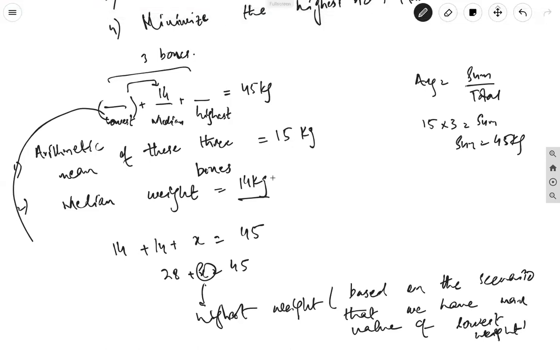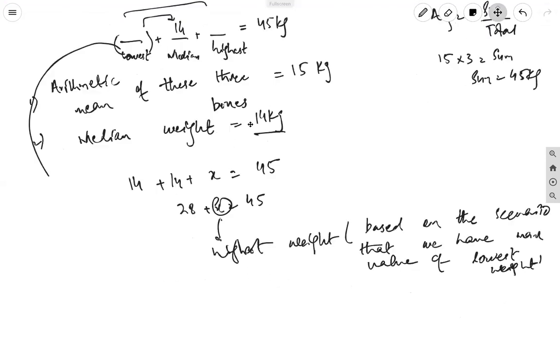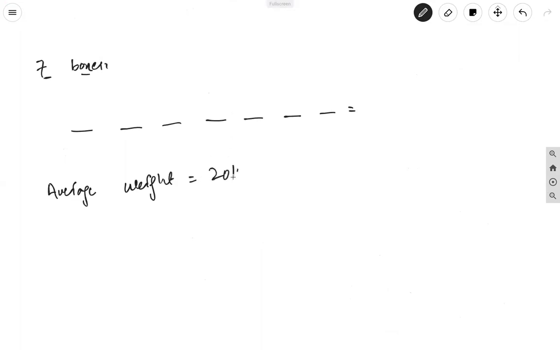Now, let's change this scenario a bit and consider a case where we have 7 boxes now: 1, 2, 3, 4, 5, 6, and 7. We are given that the average weight of these boxes is equal to 20 kgs. So if the average weight is 20 and we have 7 boxes, the sum of these weights will be equal to 20 into 7, which is equal to 140 kgs.